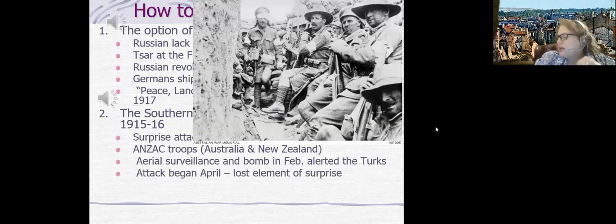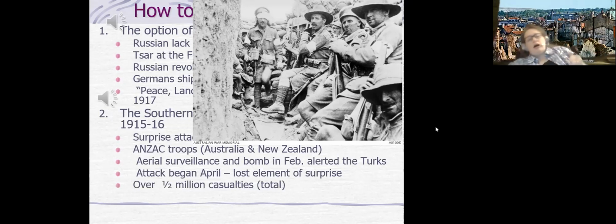The attack begins really in April. You're going to have some of it in March. But even by March, you've completely lost the element of surprise. And so when the troops begin trying to land in April of 1915, the reality is it's just not working. And they will continue to let it not work until the beginning of 1916.